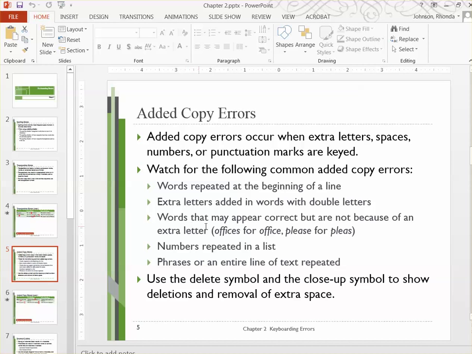Here's a great example, words that might appear correct but are not because it's been pluralized when it should not have been. For example, the word office ends with an S. Well, it's only offices if there's more than one. So putting that S on there, even accidentally, creates a different meaning for the word. And then you have please. Now, both of these are actual words.